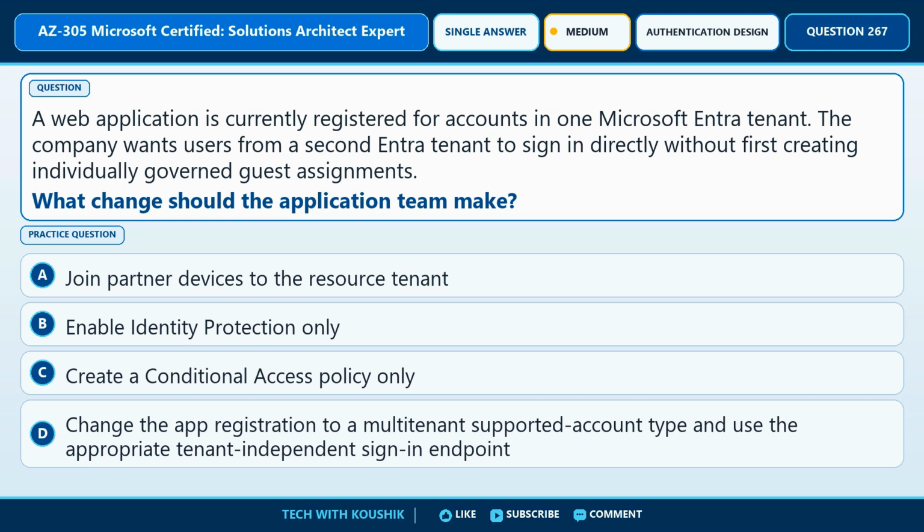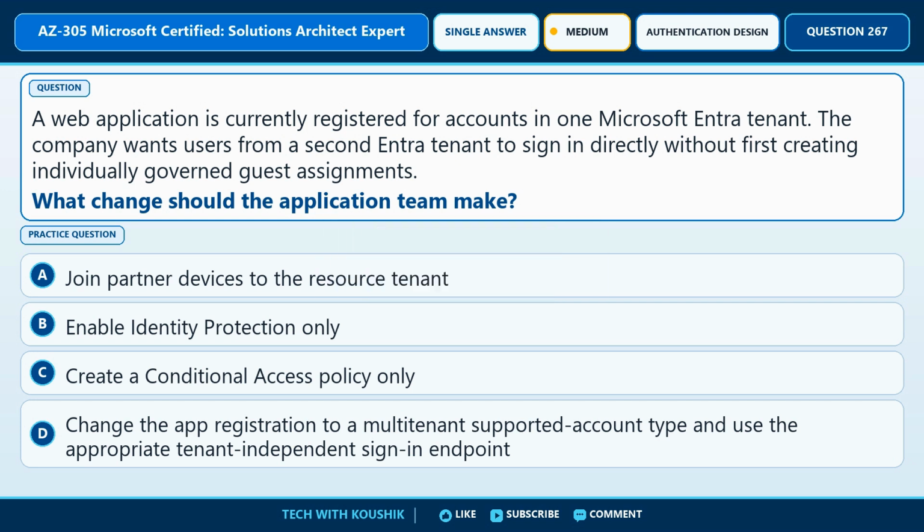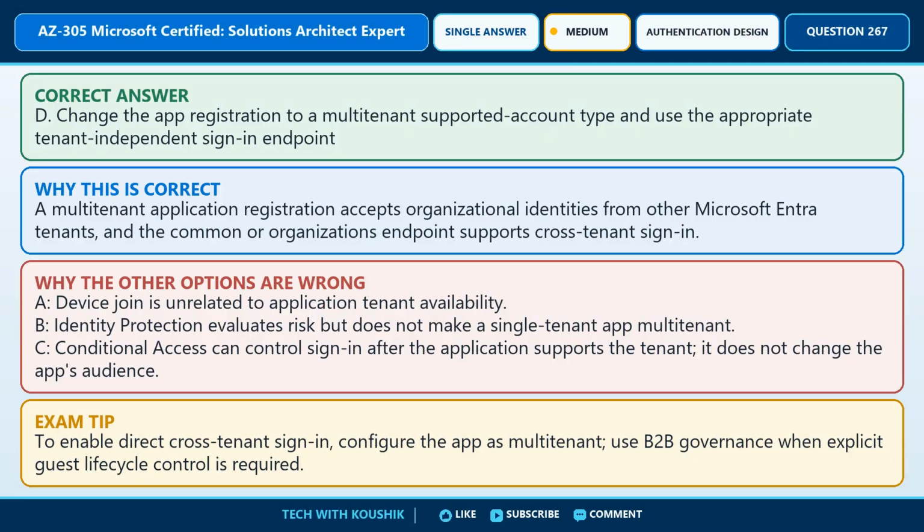Choice A. Join partner devices to the resource tenant. Choice B. Enable Identity Protection only. Choice C. Create a Conditional Access policy only. Choice D. Change the app registration to a multi-tenant supported account type and use the appropriate tenant-independent sign-in endpoint. In this case, select option D. Change the app registration to a multi-tenant supported account type and use the appropriate tenant-independent sign-in endpoint.